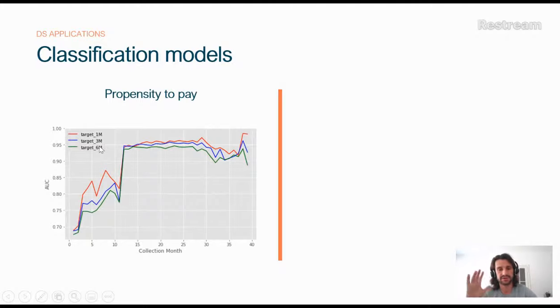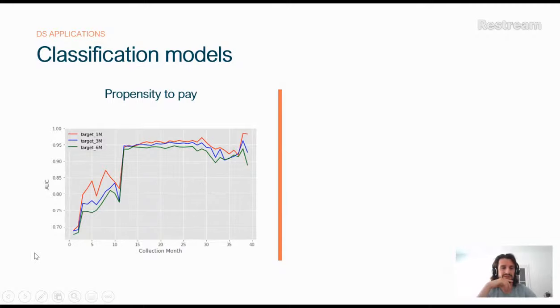And the first tiny observation, which could be taken away from here, is that it's always easier to predict the shorter time horizon rather than longer. So we see that the target of 1 month is almost always higher than 3 months and 6 months. So that is one takeaway.